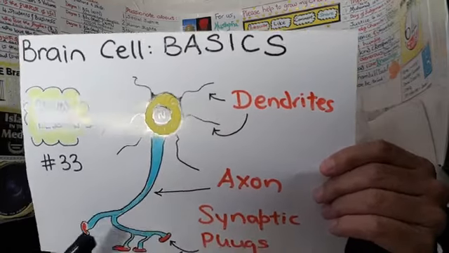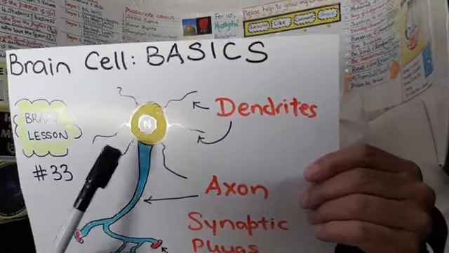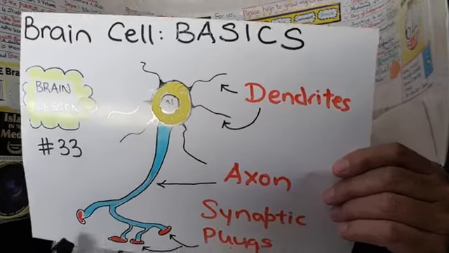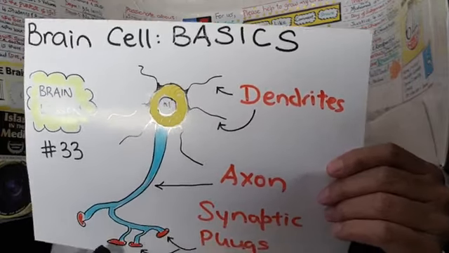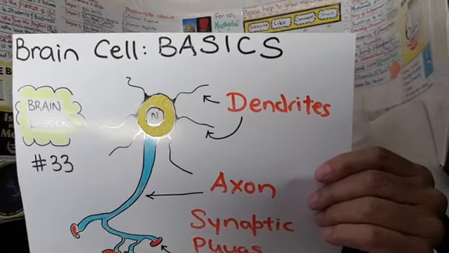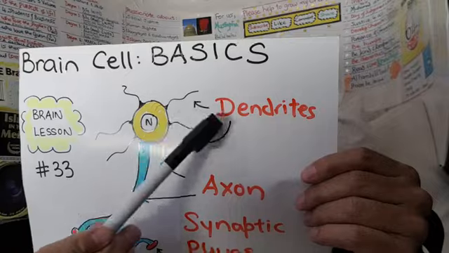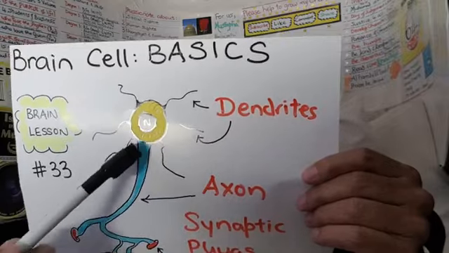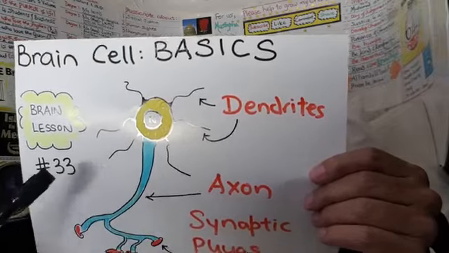This blue part is called the axon. This is how one brain cell communicates with another, and at the end of that we have these things called synaptic plugs. I will explain in detail how these communicate with one another. And these are called dendrites. Every brain cell has various things stretching out like this called dendrites.